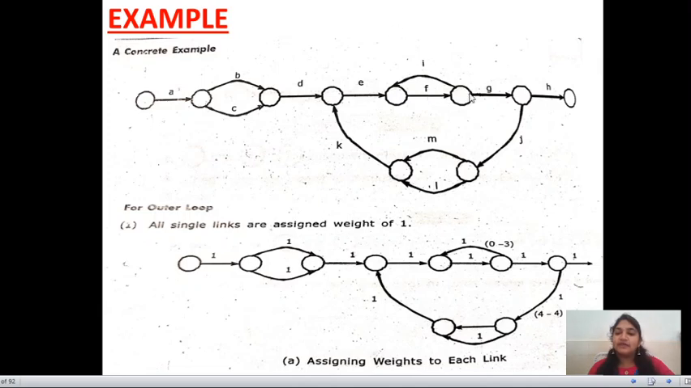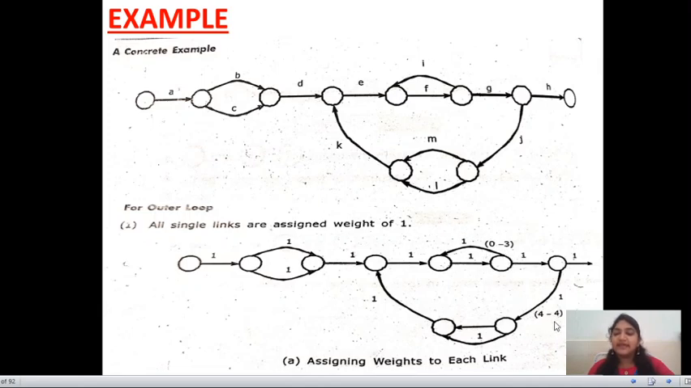So where there is a loop, I am assuming that the loop will be repeated 4 times, 0 to 3: 0, 1, 2, 3. So the loop will be repeated 4 times.